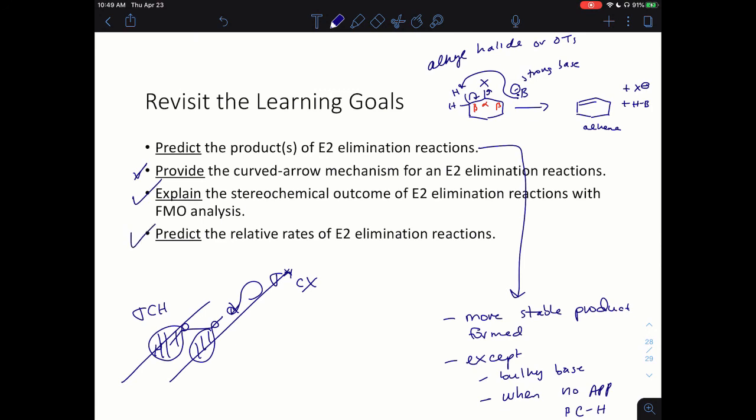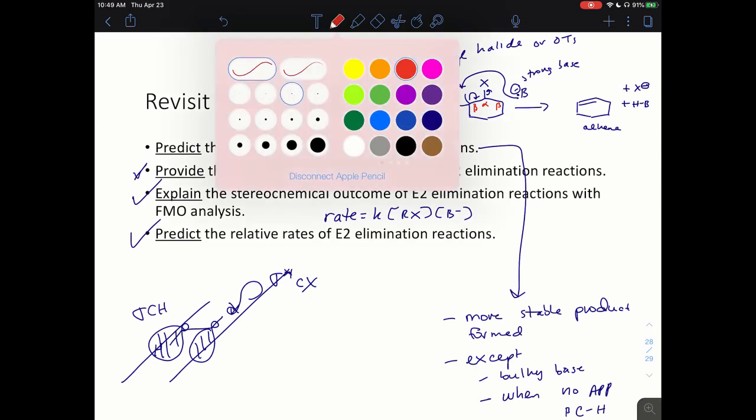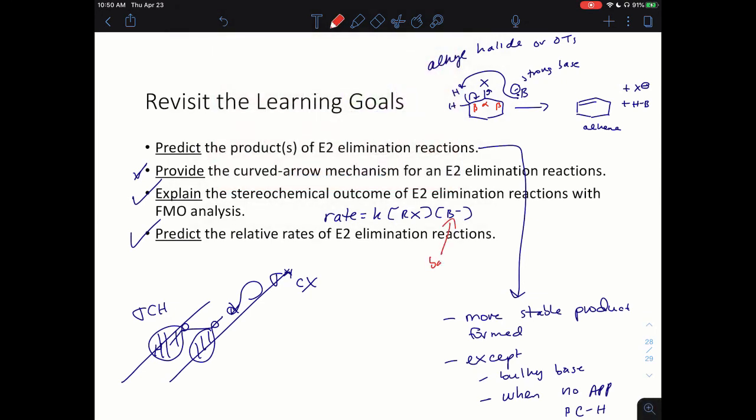And then finally, predict the relative rates of E2 elimination reactions. I didn't give you any practice problems for that, but I did tell you what I want you to think about. I want you to think about base strength. So the stronger the base, the faster the E2. And I want you to think about leaving group. So a more stable base is a better leaving group. So thinking about X minus, if it's more stable, it's a better leaving group.